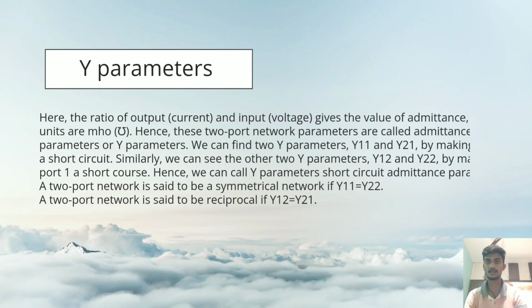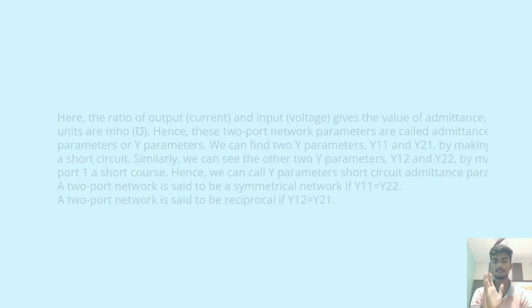A two-port network is said to be symmetric if Y11 is equal to Y22. A two-port network is said to be reciprocal if Y12 is equal to Y21. These are the main conditions required for Y parameters.